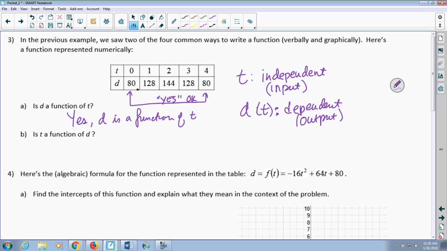All right. Is T a function of D? No. Well, I got a quick no on that one. What made you say no?